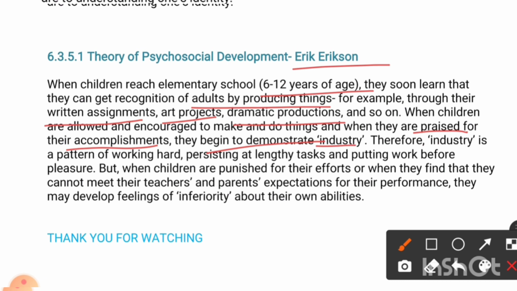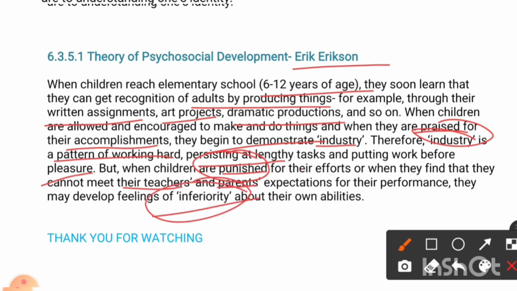Industry is a pattern of working hard, persisting at lengthy tasks, and putting work before pleasure. So they start working hard on whatever they do. But when children are punished at this stage for their efforts, or when they find that they cannot meet the teacher's and parents' expectations for their performance, they may develop a feeling of inferiority.